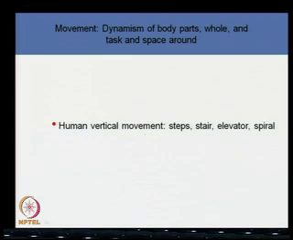Now we are coming to the point of human vertical movement. This airport conveyor belt is horizontal movement and bending, etcetera. But now, in vertical movement a person can move vertically up, diagonally, or in a spiral movement. So, what would be the considerations? Like the steps and stairs, elevator and spiral.